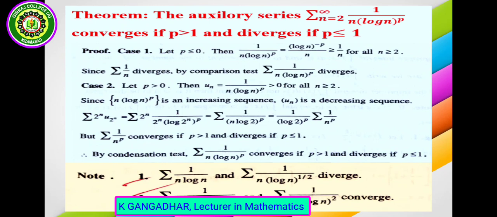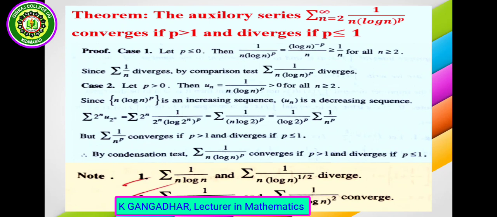First case: let p be less than or equal to 0. Then u_n is 1 by (n log n) whole power p. Since p is less than or equal to 0, 1 by (n log n) whole power p is greater than or equal to 1 by n for all n greater than or equal to 2. Here sigma 1 by n is divergent by the p test. Therefore, by the comparison test, sigma u_n is divergent. Next, p greater than 0.